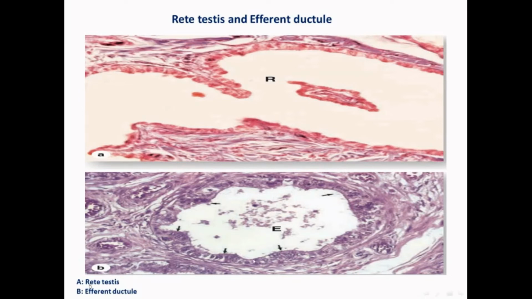The simple cuboidal epithelium here functions to absorb some of the fluid from the lumen, the fluid that accompanies the sperm, and this will help to create a current or fluid flow which will help the sperm to pass passively from the efferent ductule into the epididymis. This movement is also aided by the surrounding smooth muscle layer.